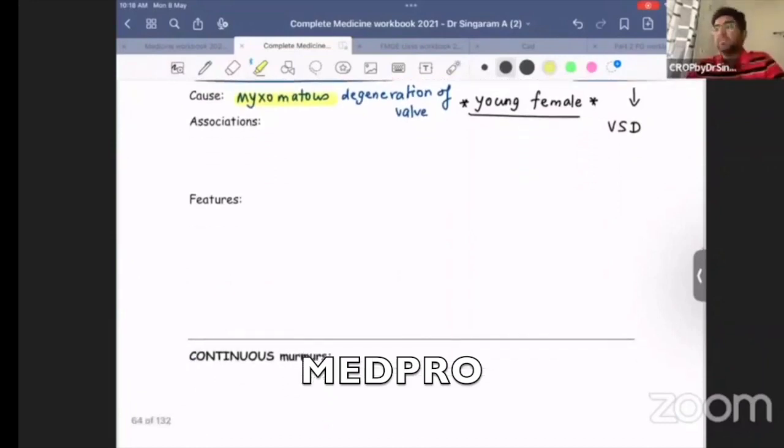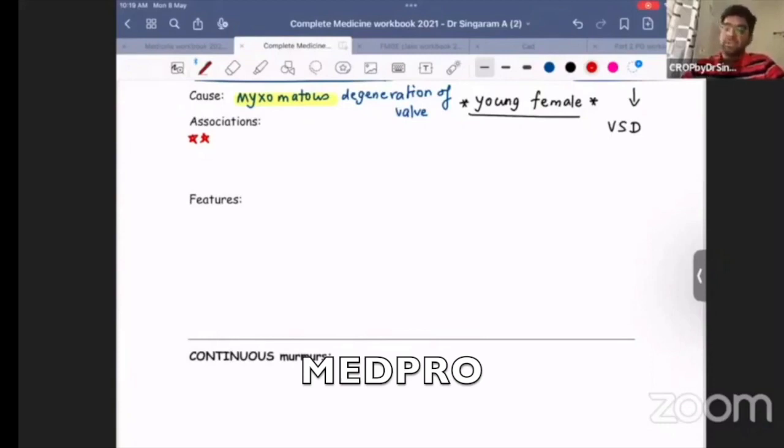The reason for this myxomatous degeneration is usually a congenital condition. By birth itself, it is present. However, it has certain associations, and these associations are important MCQ questions for your exams. They are conditions which usually involve some connective tissue disorder, because myxomatous degeneration is also related to connective tissue. So this is also associated with other connective tissue disorders.